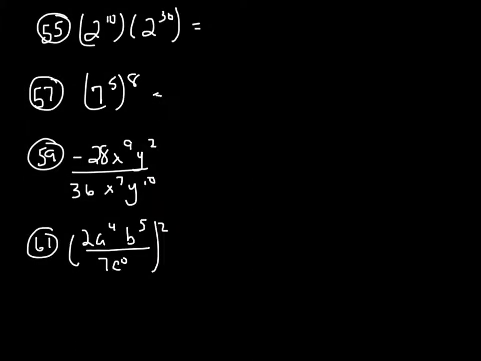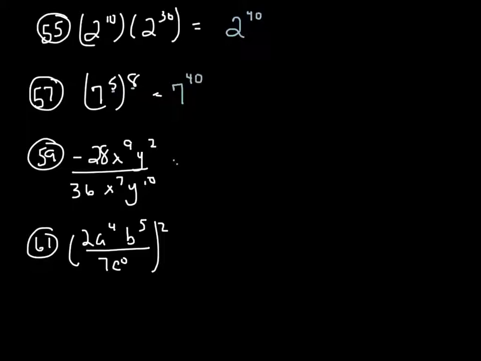All right, looking at problem number 55, we use our rules of exponents. If you multiply with the same bases, you add exponents. So the answer would just be 2 to the 40th. In the next problem, we have an exponent raised to another exponent, and our rules say to multiply those. So that would be 7 to the 40th.